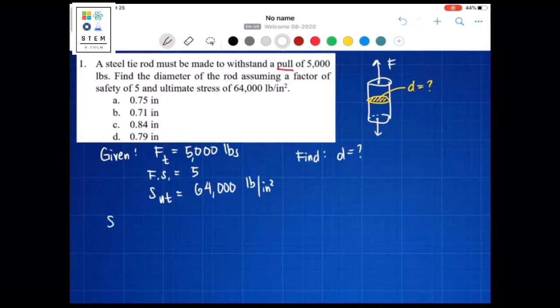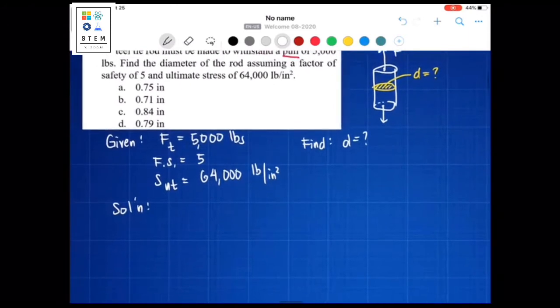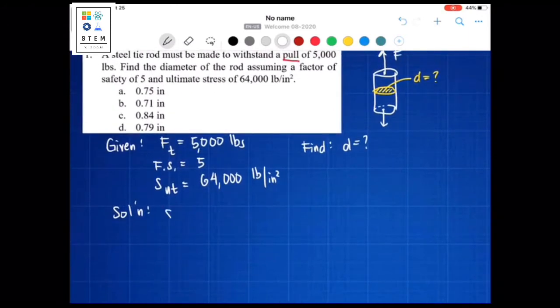Okay, so, from formula, so, solution. So, simple stress lang to. Simple tensile stress is simply, so ginamit nating symbol kanina ay sigma. So gamitin natin sigma is equal to tensile force divided by the perpendicular area. Sa case natin, ang tinatanong diameter. So meaning to say, obviously, ang cross-section niyan ay circle dahil diameter ang hinahanap. So pi over 4 diameter square, area ng circle.